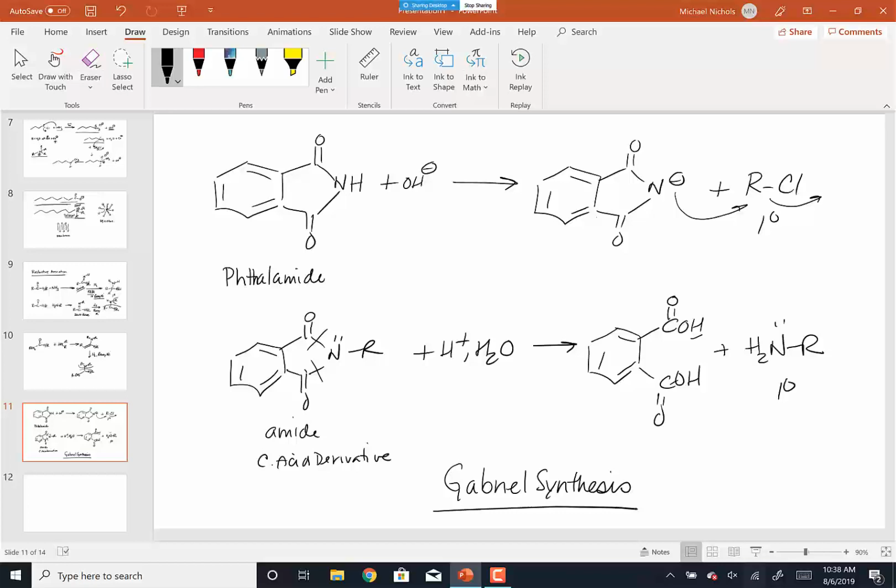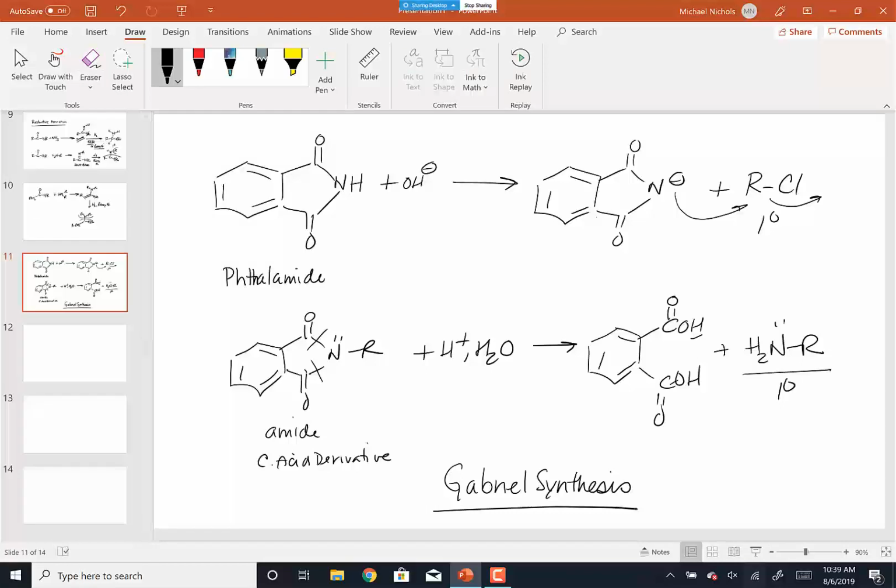So you basically take a phthalimide, deprotonate it to the N-, react it with a primary halide, and then you hydrolyze the imide to liberate the primary amine. It has the issue that once I use H+ and water to do the hydrolysis, I still have to get that out of water. And it's a nightmare to try and do that.